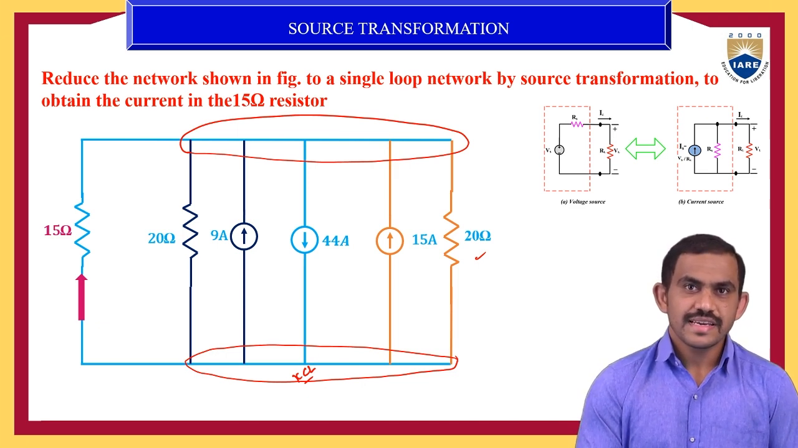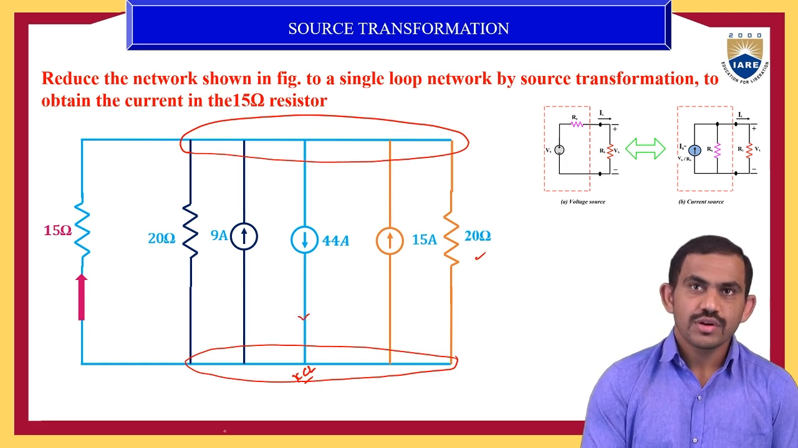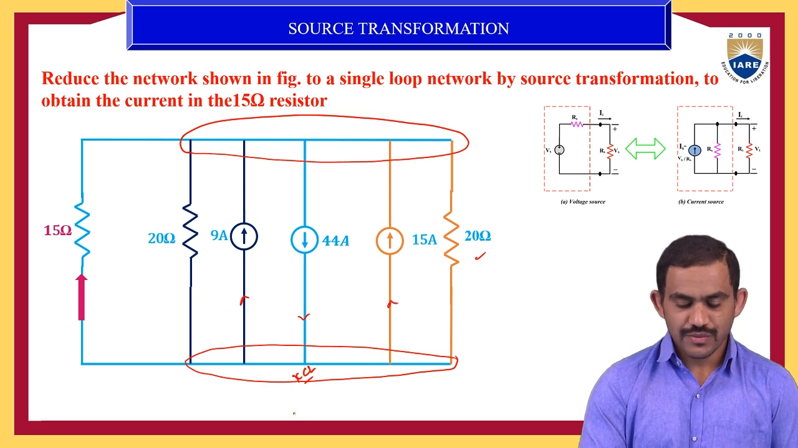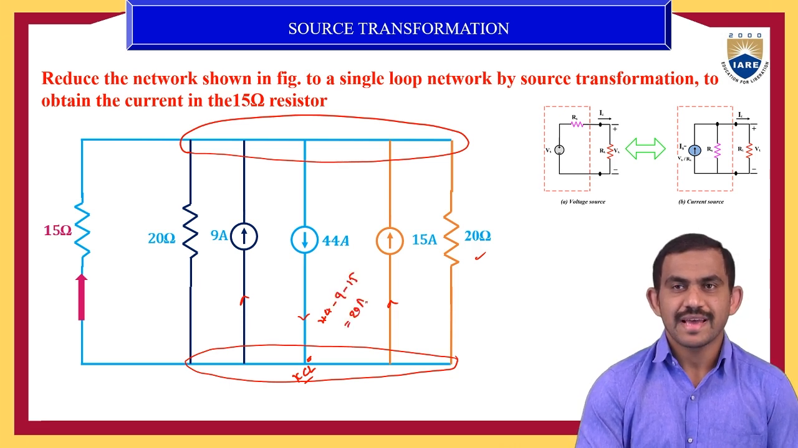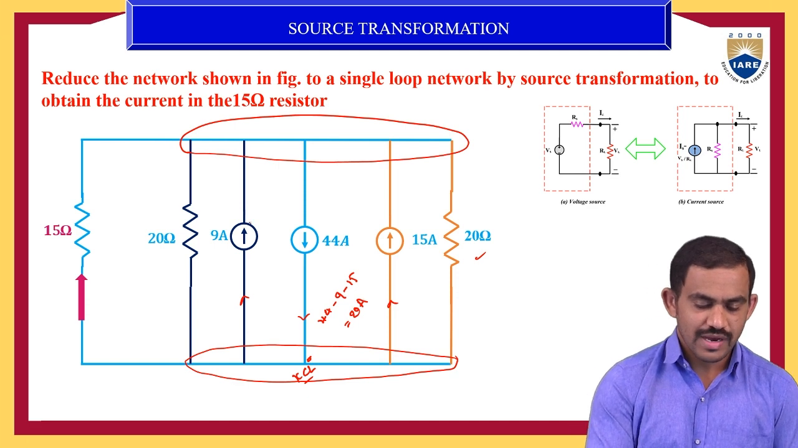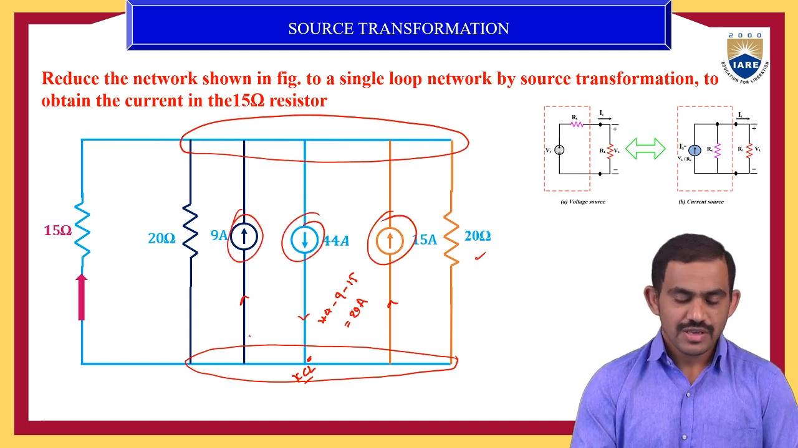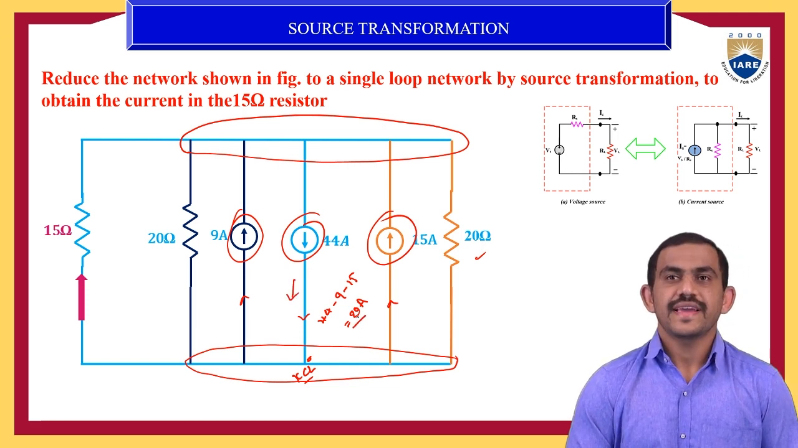Okay, now here the incoming current is 44 amps and outgoing currents are 9 amps as well as 15 amps. Now your value at this node is 44 minus 9 minus 15. How much will you get? 20 amps. So these three currents can convert to a single current. That's also downward direction. That is 20 amps.